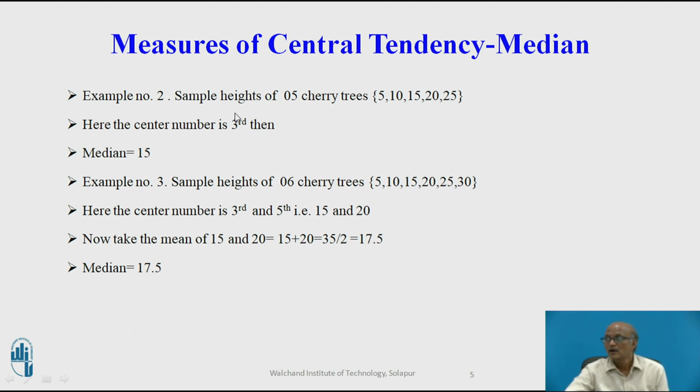For the second example, consider the heights of 5 cherry trees. The central value is 15, that is the third value, because on the left of 15 are 50% and on the right of that 15 are 50%. So this becomes exactly the center value, and it is called the median. Now example 3: again 6 values are there, so we have to consider the third and fourth, that is 15 and 20. If you take the average of that, it comes out to be 17.5. So the median is equal to 17.5. This is all about the median.